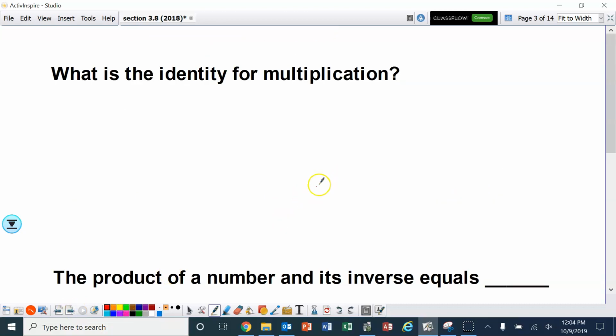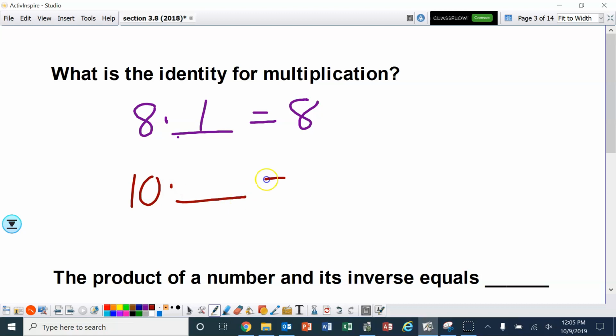So what is the identity for multiplication? If I took 8 times what gives me 1? Okay, well, let me back that up. Hold on here. 8 times what is 8? That would be 1. All right. 10 times what is 10? Again, that's 1. So the identity for multiplication is 1.